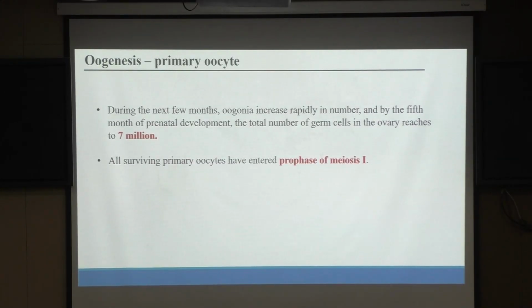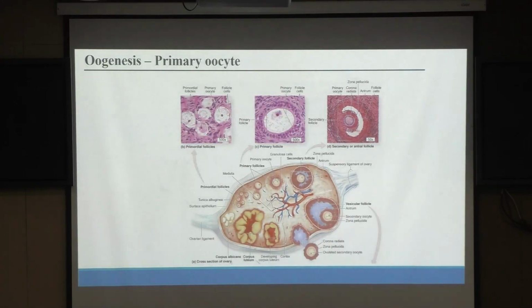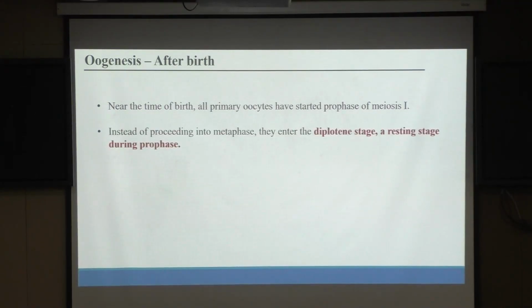One, they get differentiated into primary oocytes and get arrested in prophase 1 of meiosis. They are also surrounded by follicular epithelial cells, called the primordial follicle. And this 7 million number gets reduced subsequently. Okay. So all these things are happening in the ovary.